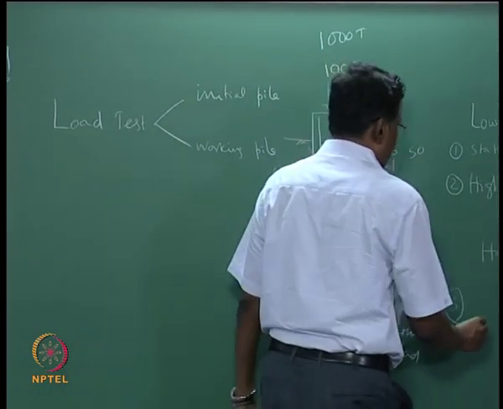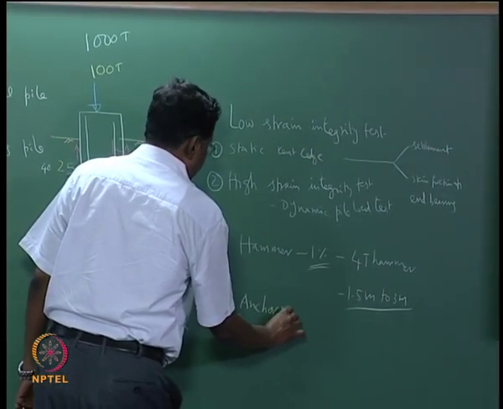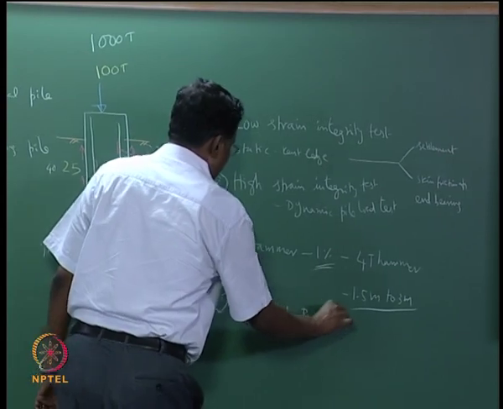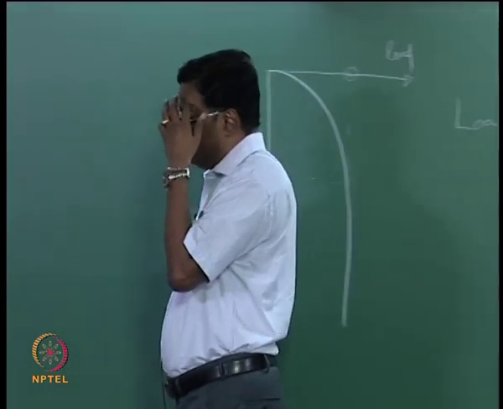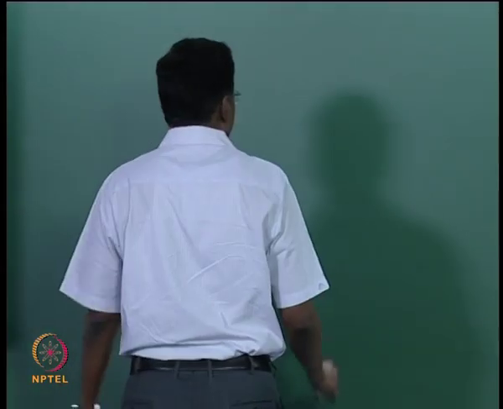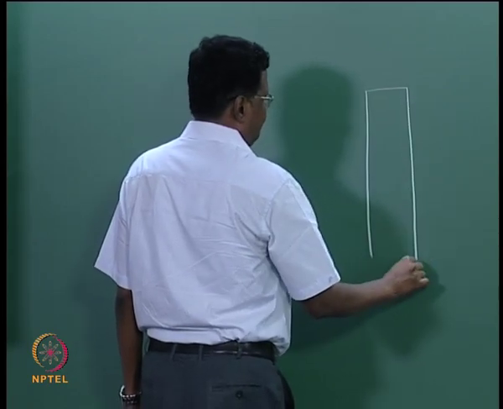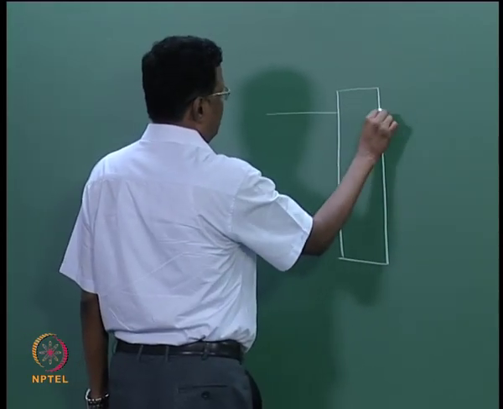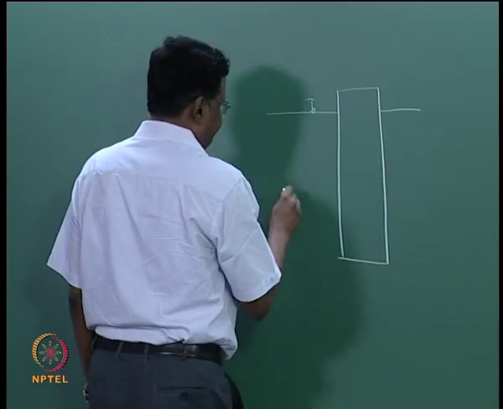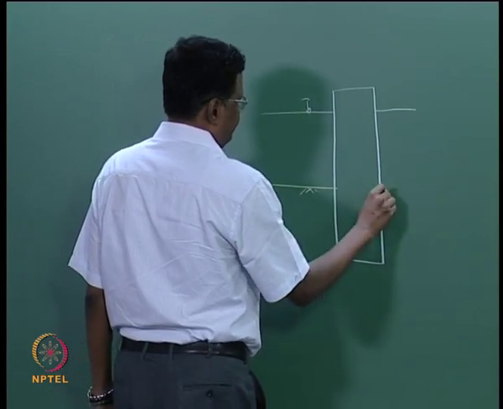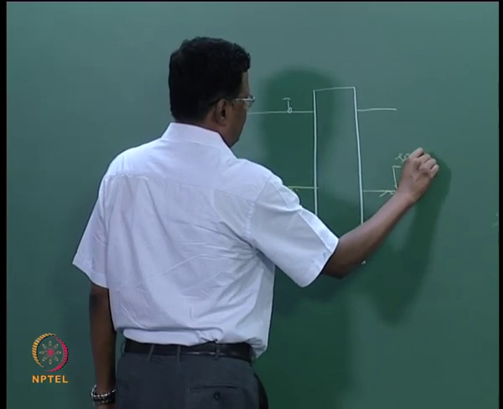Then you can also do the test using what is known as anchors, we call it a rock anchor. This test is most commonly used for marine structures where rock is available. So in this method what we do is, we have the water level here, and this is your seabed level.